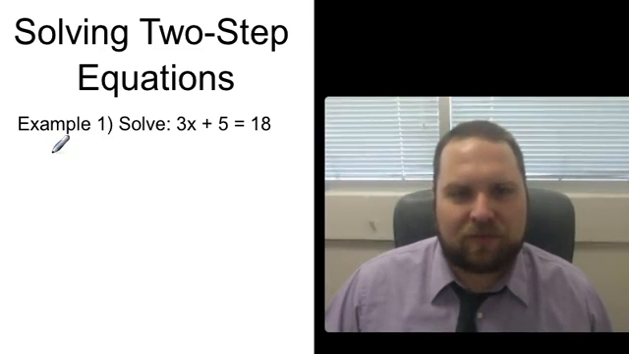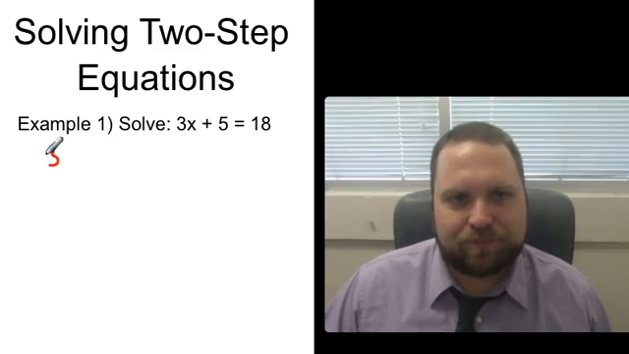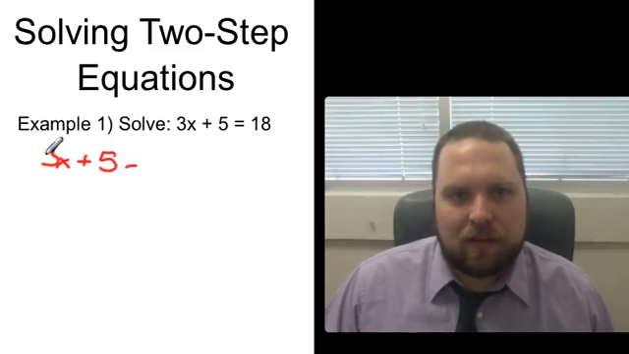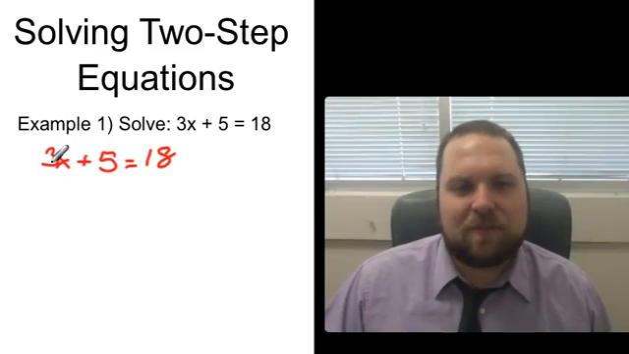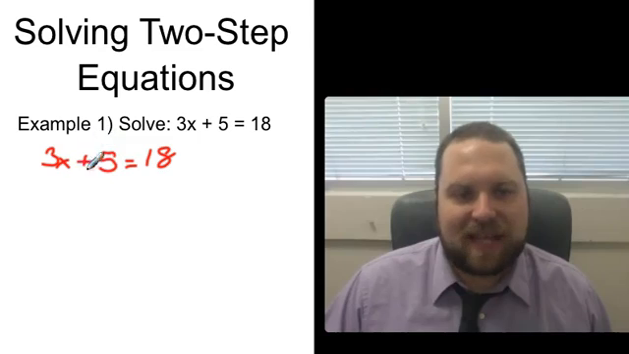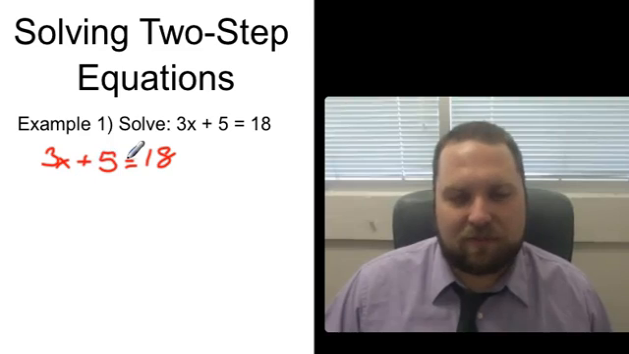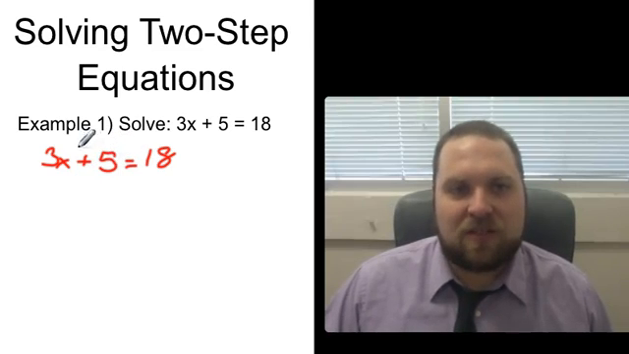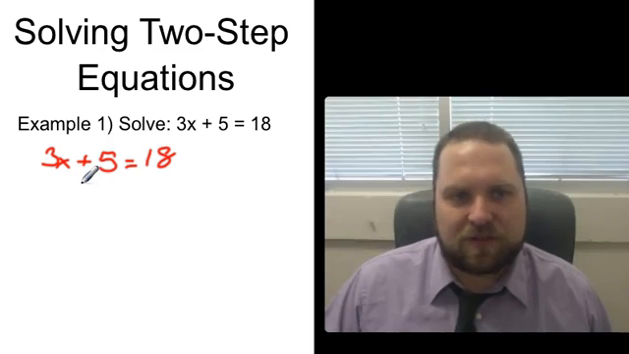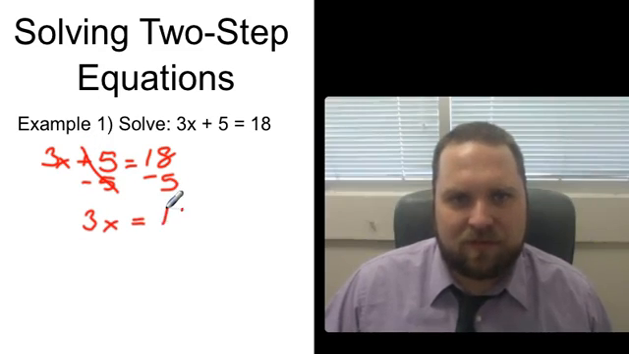Example 1, we have 3x plus 5 equals 18. I need to isolate the variable, just like we did with one-step equations, so I have to undo this adding and undo this multiplying. And if I'm doing the opposite of the order of operations, I know that I need to undo the addition first. So to isolate the variable and get rid of this plus 5, I have to subtract 5 from both sides. And when I do that, I end up with 3x equals, excuse me, not 15, 13.